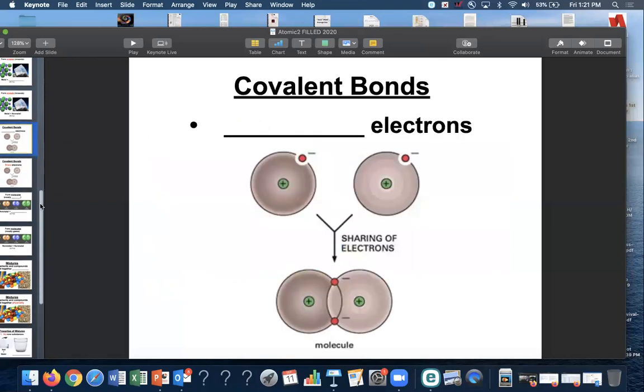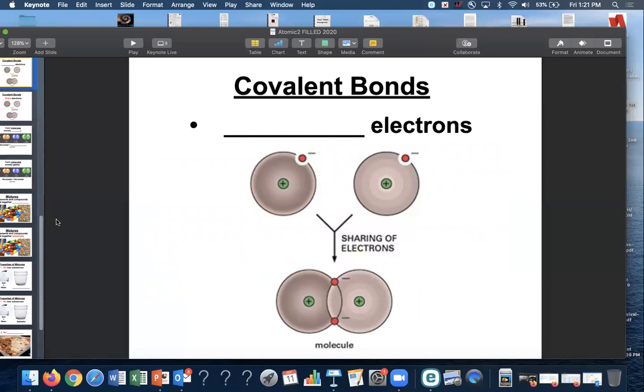Right, the second type of bond is a covalent bond. The big thing about covalent bonds is that atoms share electrons.